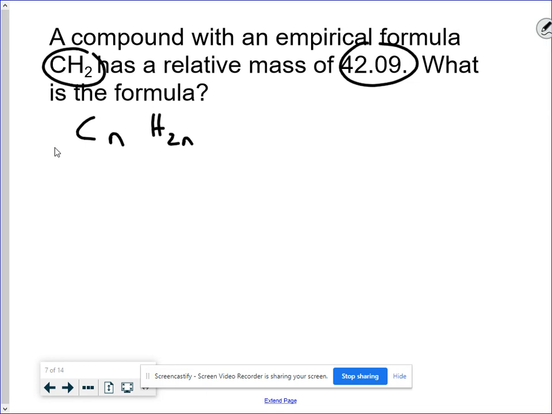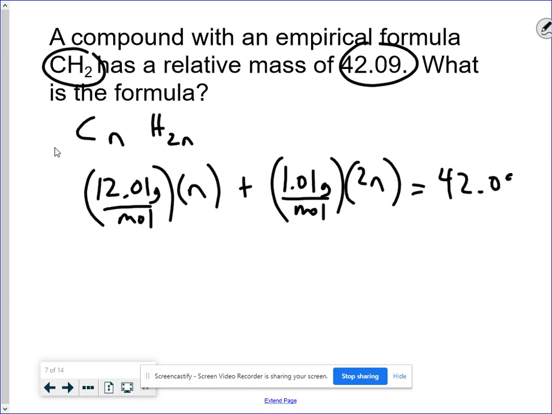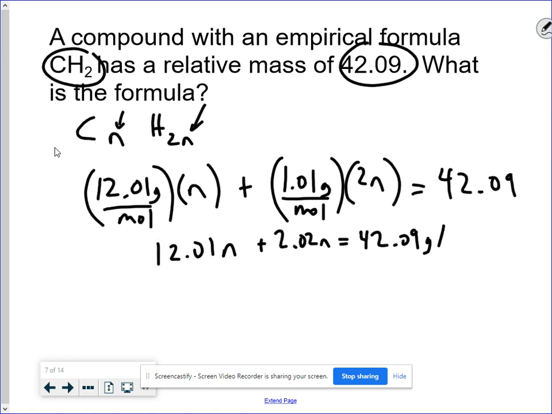So what we can do is go 12.01 grams per mole times N plus 1.01 grams per mole, that's the molar mass of hydrogen, times 2N, and make that all equal to 42.09. Once we figure out what N is, guess what? We know the real ratio. Okay, so can we just get rid of moles, grams per mole? So that's 12.01N, and that's 2.02N equals 42.09 grams per mole.